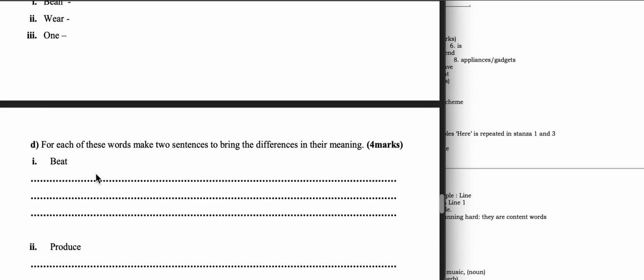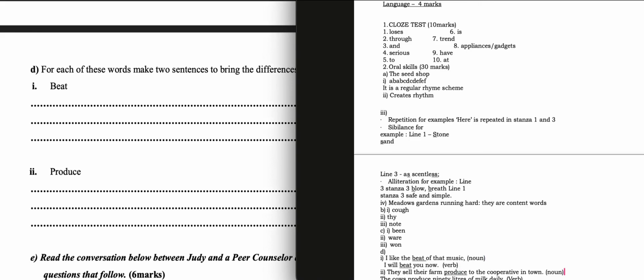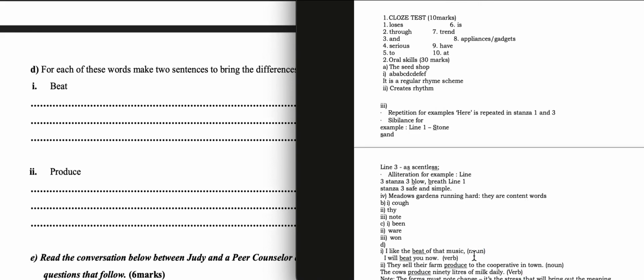For each of the words, make 2 sentences to bring out the differences in meaning. 4 marks. We have beat. I like the beat of that music. Here you're using it as a noun. You can also say, I will beat you now. That's a verb. Produce.